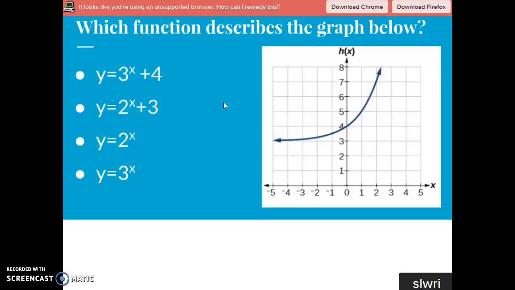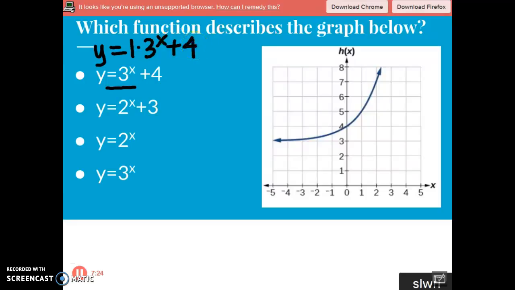Which function describes the graph below? Well, let's take a look at these functions. This function here does not have a 1. It doesn't have a number in front of it. So we understand if you were rewriting this, it would be 1 times 3x plus 4. Why am I writing it like that?